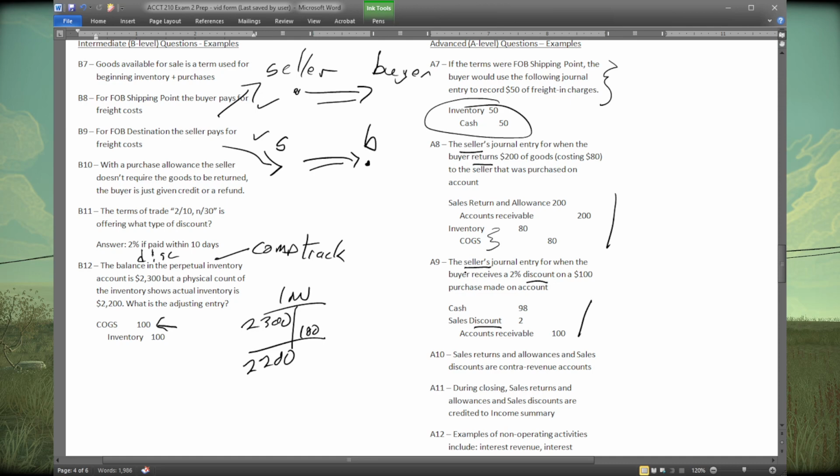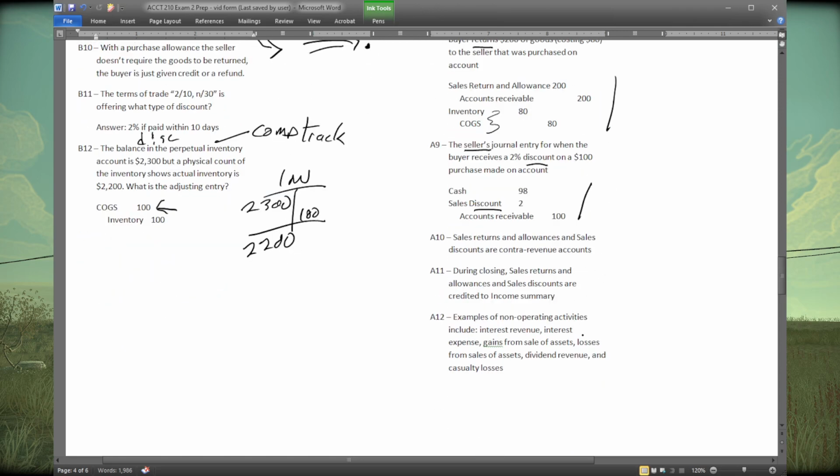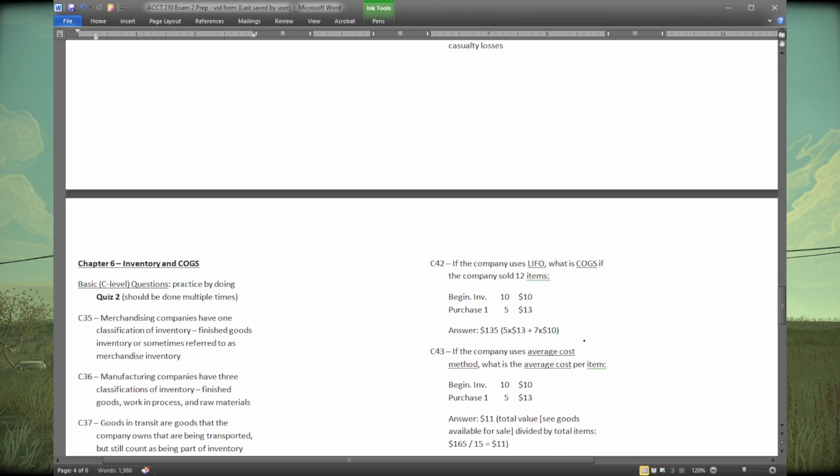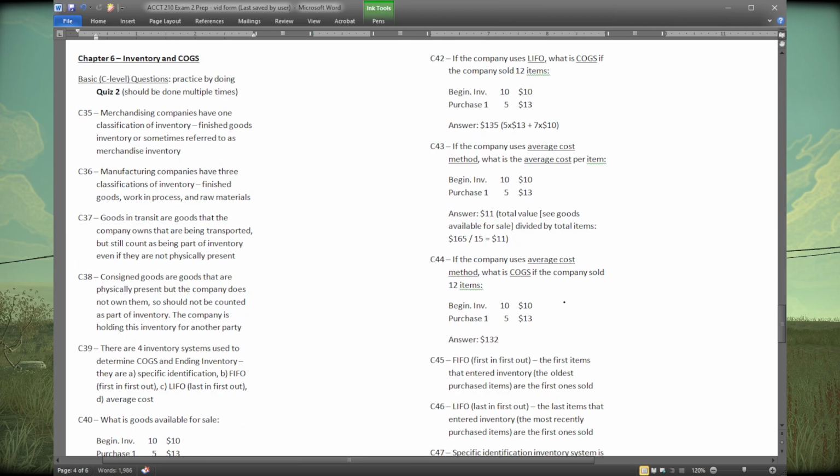And if you run out of time, then you can just sort of try and figure it out during the test as far as A's. Here's a couple of other knowledge things. The last chapter, inventory and COGS. So remember, this was the LIFO and FIFO chapter.